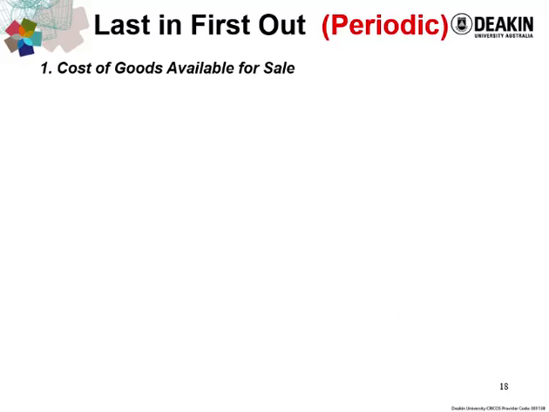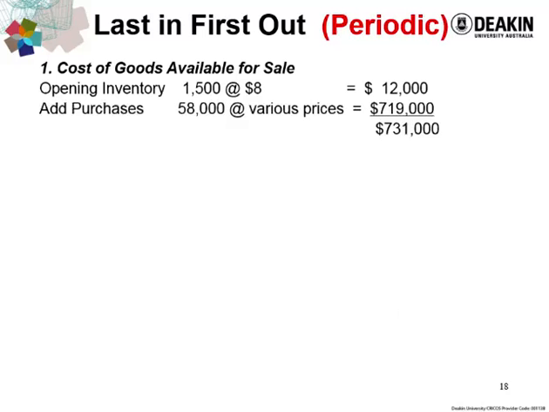And what happens if we use the periodic method? Under the periodic method for LIFO, there are also 3 steps involved. First of all, let's calculate COGAS, cost of goods available for sale, which is opening inventory plus purchase. And in this case, it's going to be the same, 731K. So opening inventory is 12K and purchases is 719K. Then we minus closing inventory per stock take.